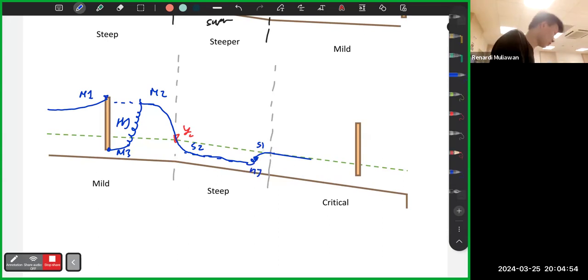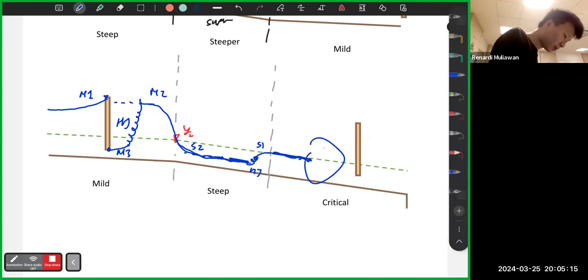Yes, because there's a mismatch. Steep is upstream control, so the curve is upstream. Downstream, by right, there shouldn't be any curve. But since we are expected to go here, there's a mismatch between here and here, so you must add a hydraulic jump there.